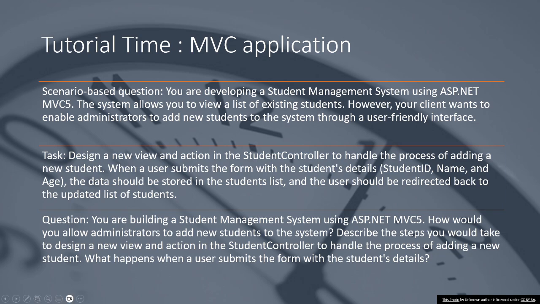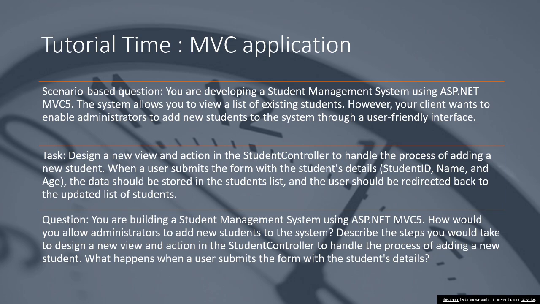So the question: you're building a student management system using ASP.NET 5 MVC. How would you allow administrators to add new students to the system? Describe the steps you would take to design a new view and action in the student controller to handle the process of adding a new student. What happens when the user submits the form with the student details?